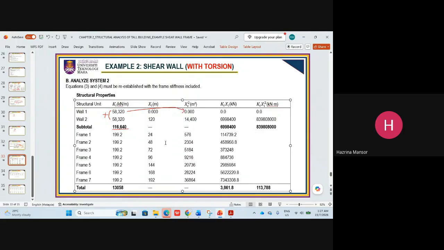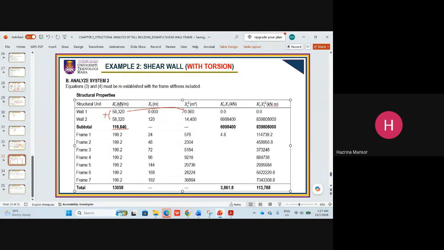Oh, I multiplied wrongly. So this one is the other one. Sorry, this one is for this. Okay. And here, you need to multiply 199.2 times 24, which is 4780.8. So this one you can change to unit kilonewton. So you divide it by 1000. So this one is 4.8.